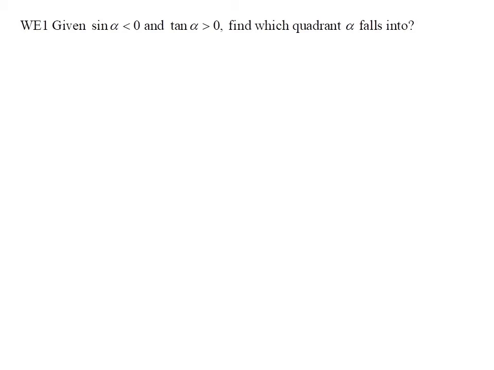Example 1 asks which quadrant the angle alpha falls into, given that sine alpha is less than 0 while tangent alpha is greater than 0. As we know, sine alpha is less than 0 when the angle alpha is in the third or fourth quadrant, while tangent alpha is greater than 0 when the angle alpha is in the first or third quadrant. Therefore, the angle alpha is in the third quadrant.